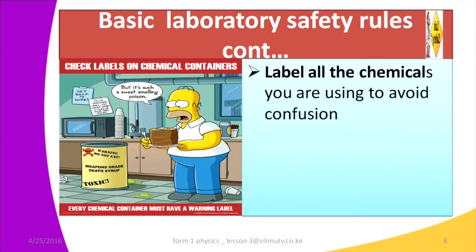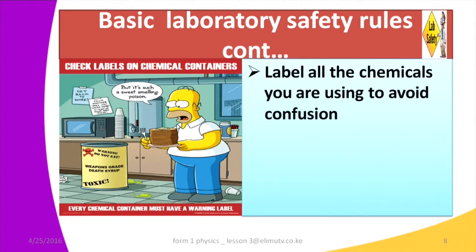So what we are saying here is that you label all the chemicals you are using to avoid confusion, because some of them may be harmful. Maybe you're carrying out an experiment with a chemical that is inflammable, a chemical that is likely to catch fire very easily. If it's not labeled, then chances are that it is likely to cause fire in the laboratory. So we have to label all the containers carrying chemicals to avoid confusion, which may end up causing accidents in the laboratory.